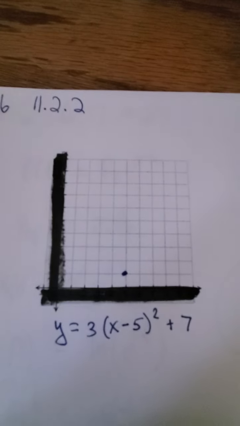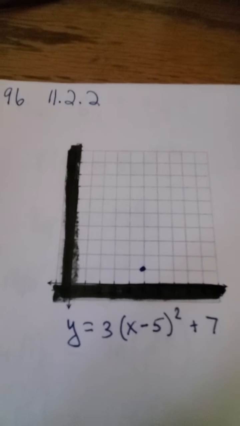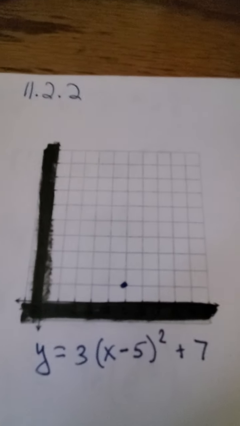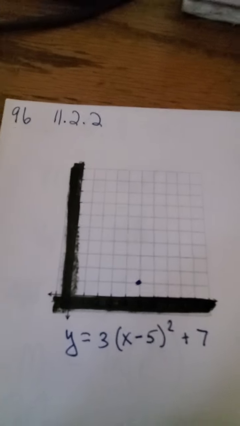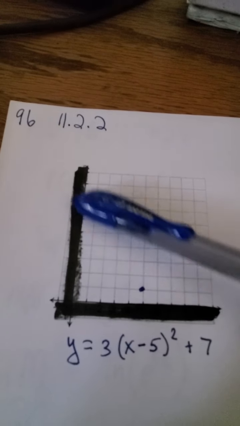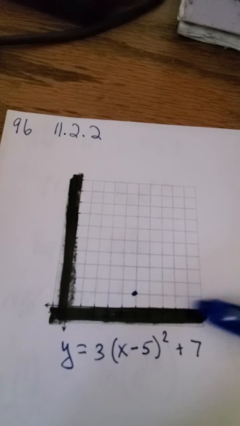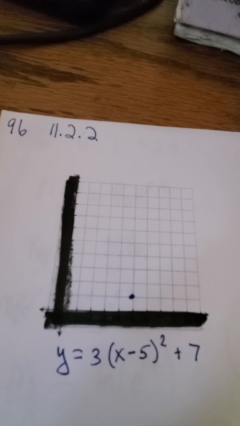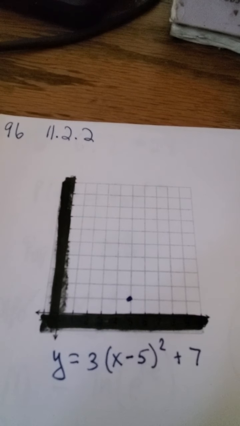I want to give you another example of the point I was making before. If I have the graph y equals 3 times (x minus 5) squared plus 7. By the way, these black things are not axes, they're just black things, they're nothing. We're out in the middle of nowhere.